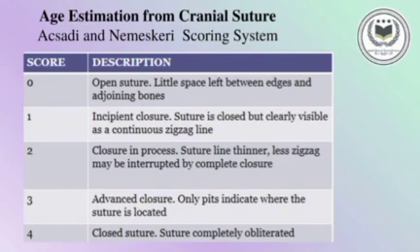Score 2, closure in process. Suture line is thin, less zigzag, may be interrupted by complete closure. Score 3, advanced closure. Only pits indicate where the suture was located. Score 4, closed suture. Suture is completely obliterated.